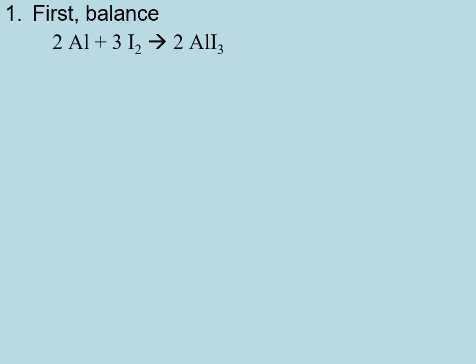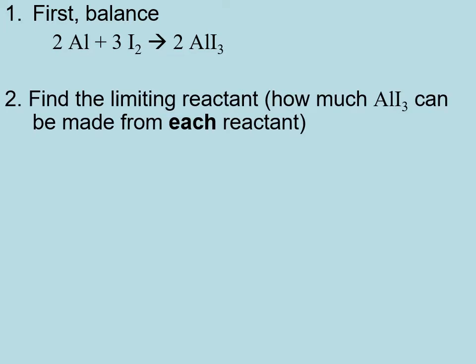So first thing, as with all stoichiometry, we have to balance the equation. So get the equation, make sure it is balanced, and you can put the states in there as well. Aluminum solid, iodine, we'd have as a solid probably here, or iodine gas, and then aluminum iodide would be our ionic solid. Then we want to do the work to find the limiting reactant.